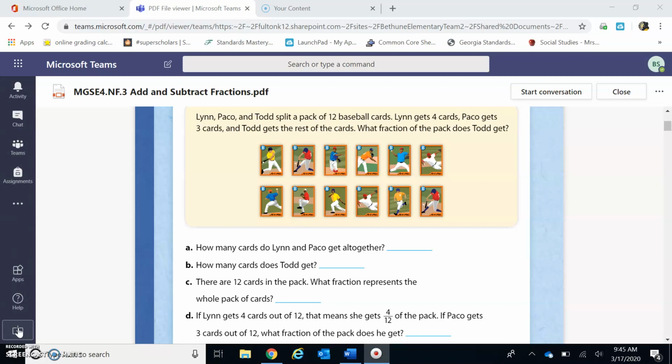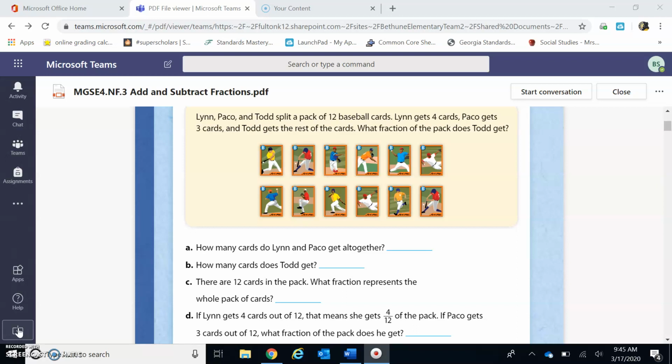Today we're still working with adding and subtracting fractions with like denominators. On yesterday, your assignment was working on adding and subtracting fractions with like denominators. And today you will continue working on the same skill. Let's just do a quick review before we get started.